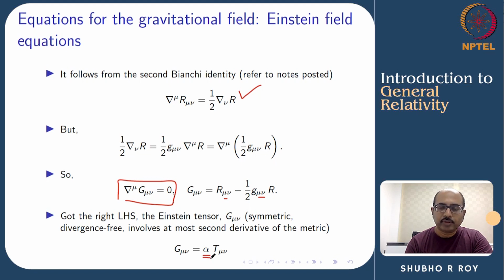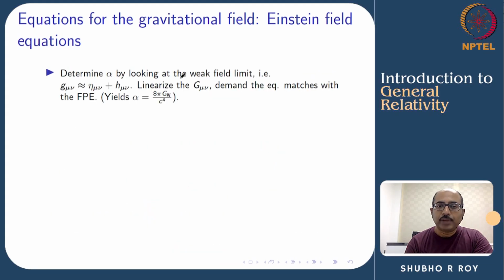In the Fierz-Pauli theory we had this kappa, so it must be related to this kappa somehow. And the way it is done is to linearize the G mu nu in terms of h mu nu, which we will do in the next lecture when we discuss gravitational waves. So determine alpha by looking at the weak field limit. That is, write down g to be eta mu nu plus h mu nu and linearize G mu nu in powers of h. This will give you back the Fierz-Pauli equation, and from that you can read off alpha in terms of kappa. Okay, and it turns out alpha will be equal to 8 pi G Newton over c to the 4th.